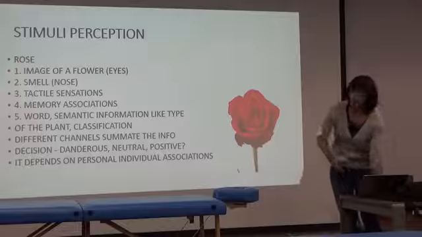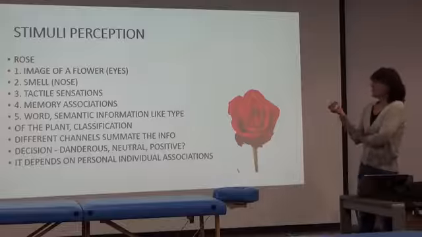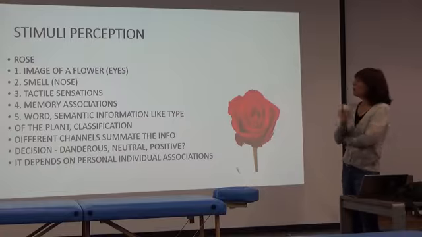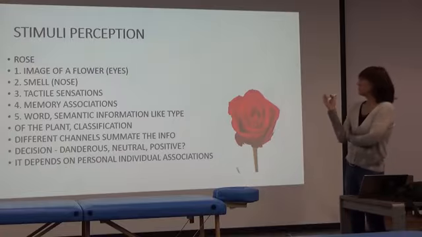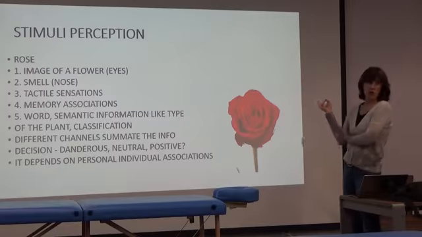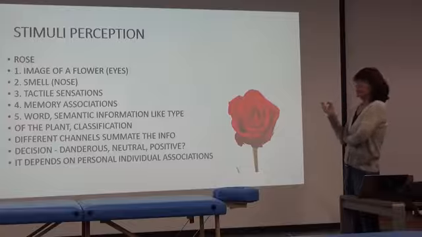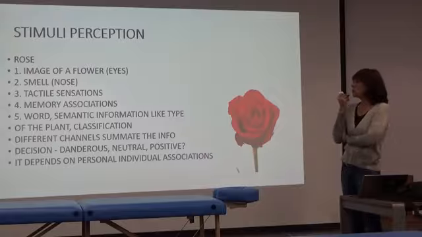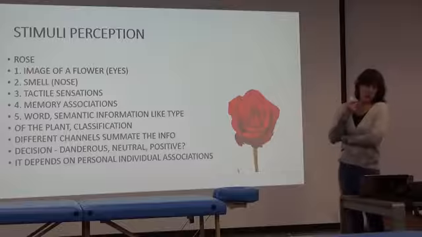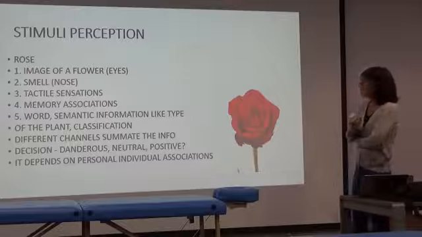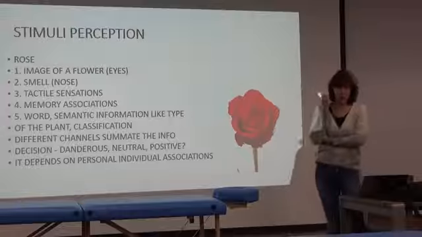Okay. For example, when we see a flower, which senses get the information? First, our eyes get the visual information, so the change of light and shades, and process the visual information. Then we smell the flower, and this is another channel of information. Then we touch the flower, and that's the tactile sensations, and it's a different channel of information. Then we could have some memory associations.